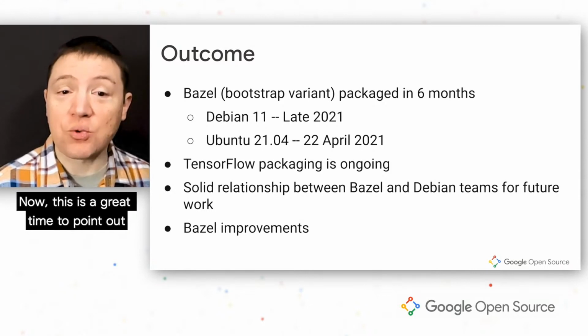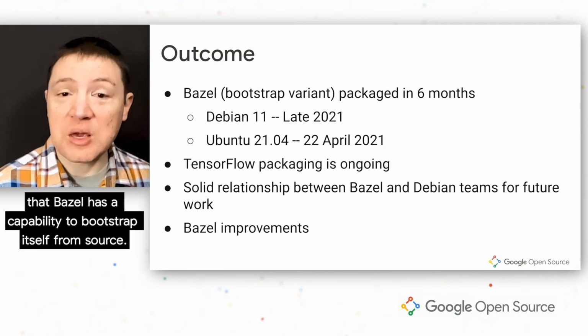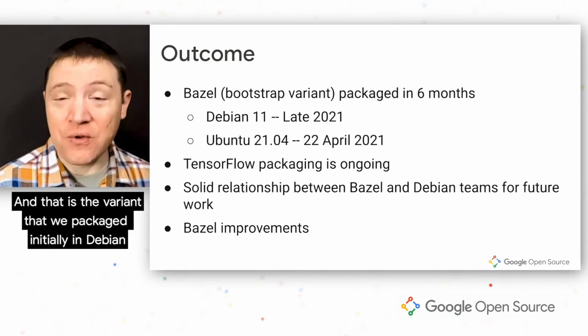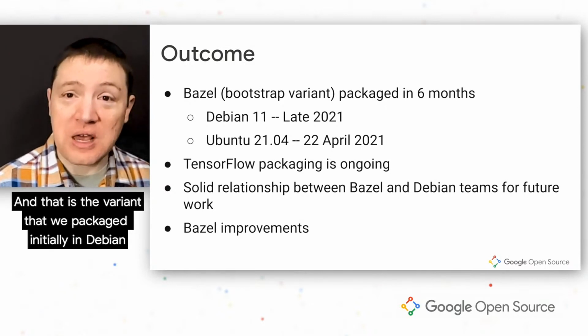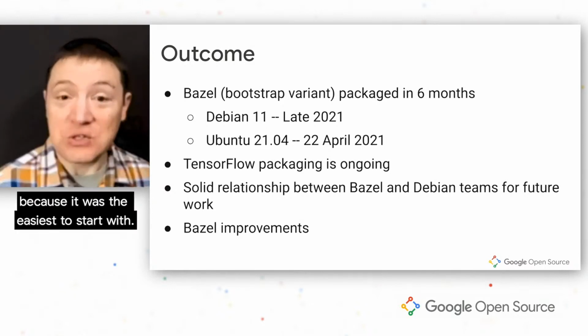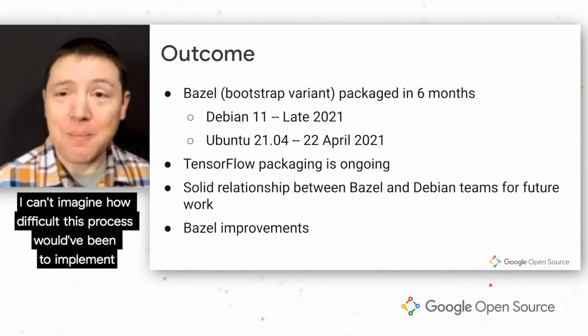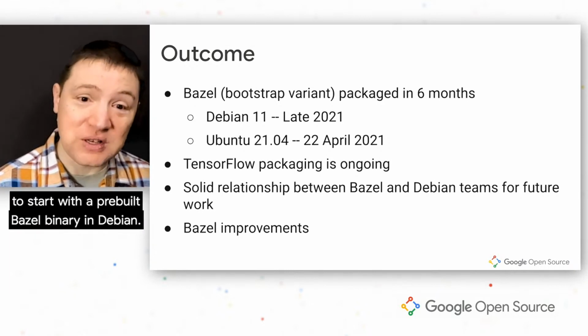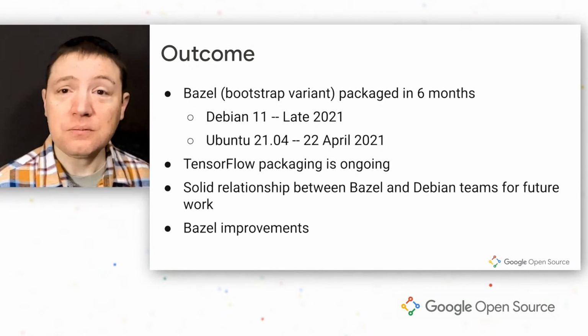Now, this is a great time to point out that Bazel has a capability to bootstrap itself from source. That is a killer feature, and that is the variant that we packaged initially in Debian because it was the easiest to start with. I can't imagine how difficult this process would have been to implement if we had to request permission to start with a pre-built Bazel binary in Debian.